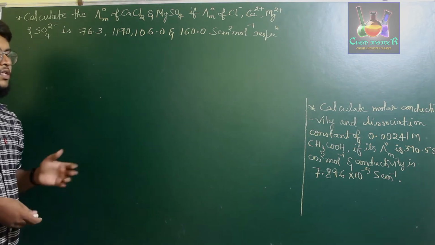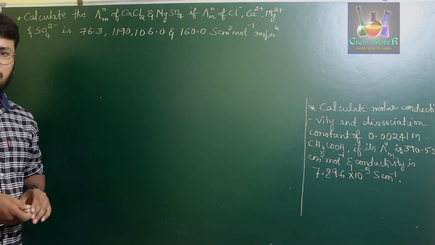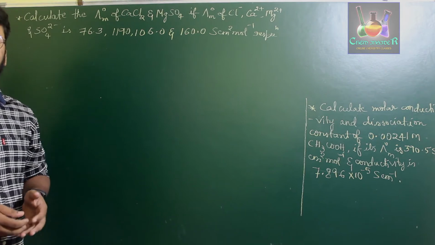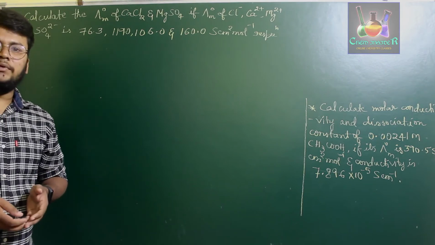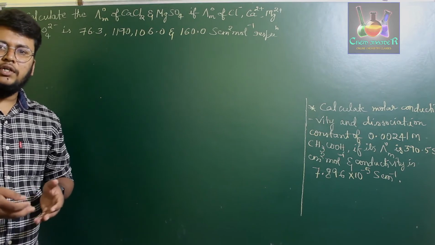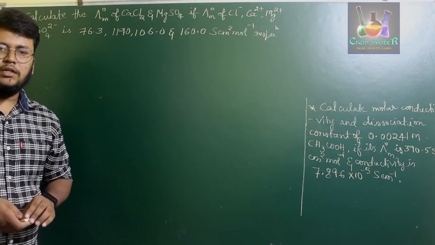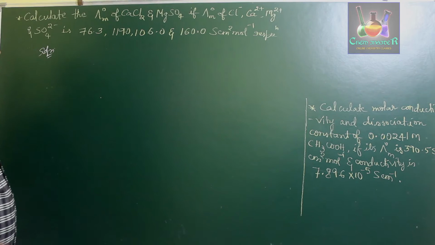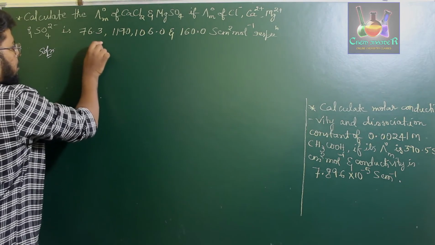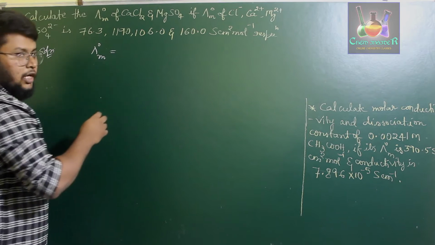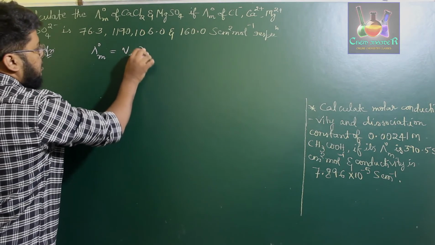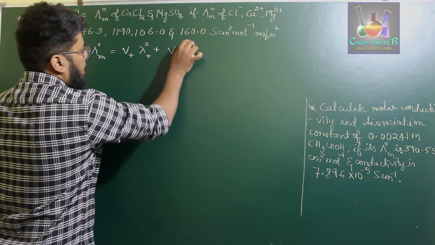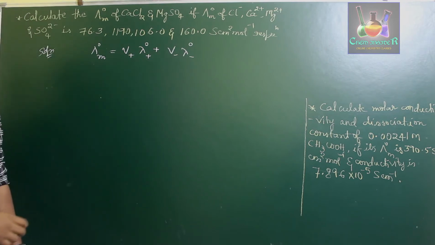Since in the previous video we learned that in case of strong electrolytes, the limiting molar conductivity of the electrolyte will be nothing but the sum of the limiting molar conductivity of each of the cations and anions present in it. So for that particular compound, let us use the equation: lambda m naught of an electrolyte is equal to v plus into lambda plus naught plus v minus into lambda minus naught, where v plus and v minus are the charge values.